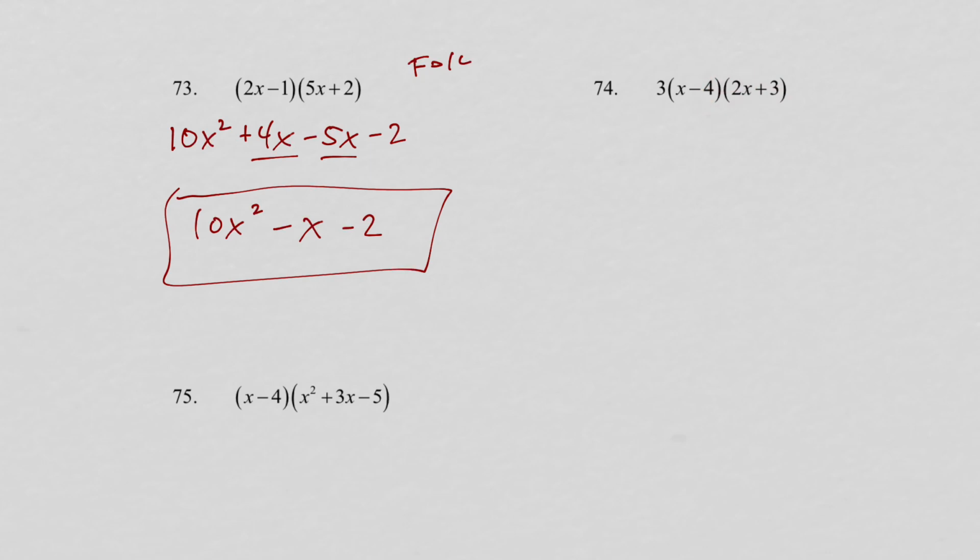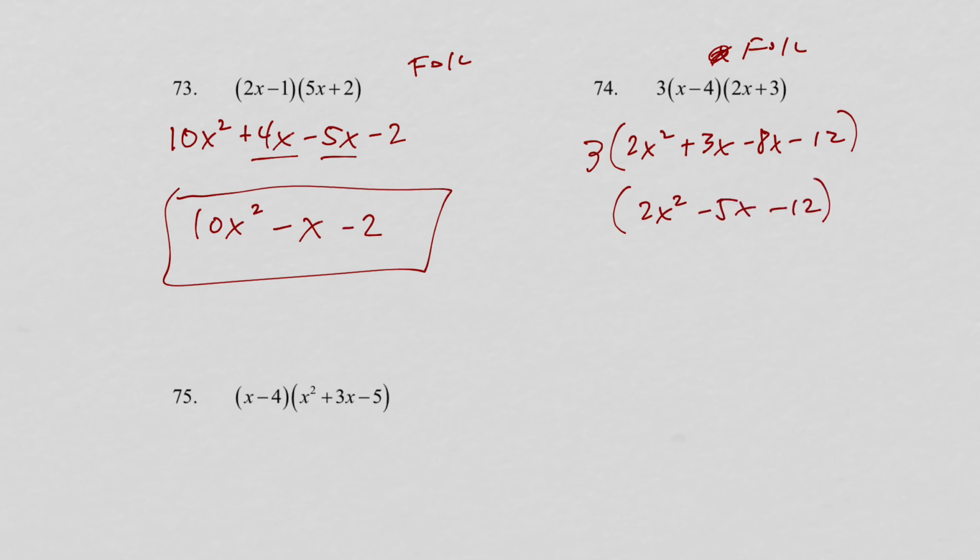You can multiply these in any order, but I'm going to multiply these first, leaving the 3 alone. So I'll FOIL what I have here. So I have 3 times now. The first is 2x squared. The outer is a positive 3x. The inner is a negative 8x. And the last is negative 12. So I just combine these to get negative 5. Then I'll distribute in this, and I'll get 6x squared minus 15x minus 36.